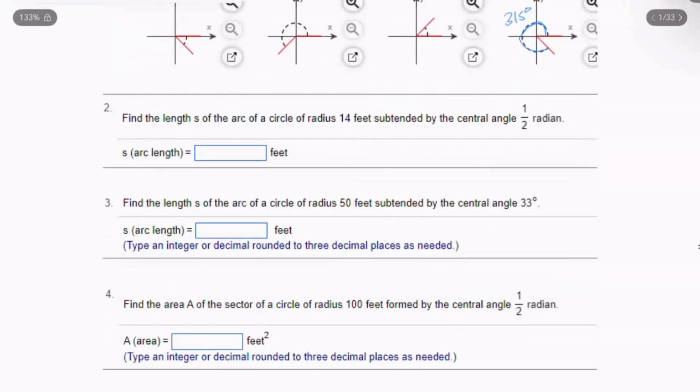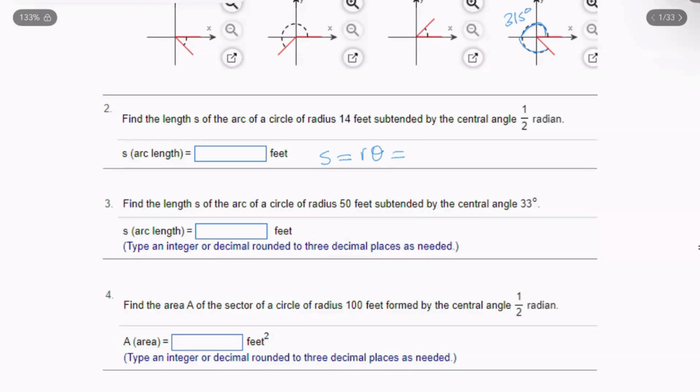Question 2 says, find the length S of the arc of a circle of radius 14 feet, subtended by the central angle half radian. We know that the arc length is given by S equals radius multiplied by theta, from your table. Our radius is 14 and the angle is half radian, so this is 7 feet.